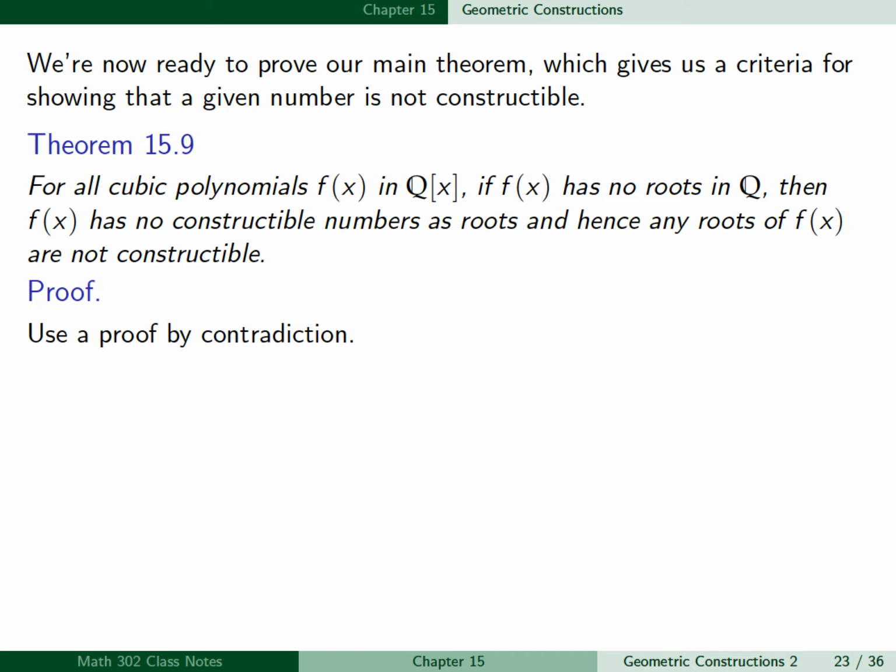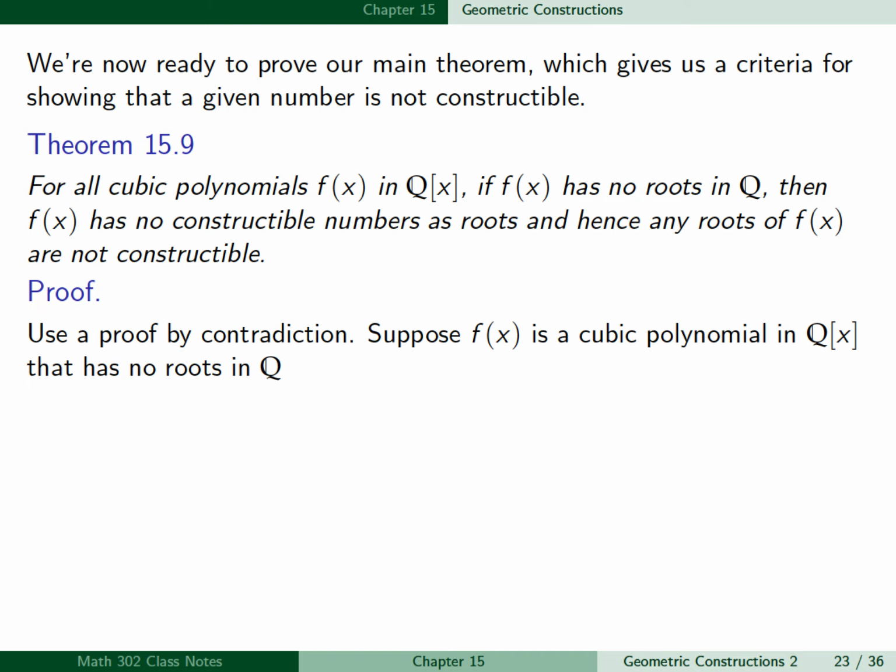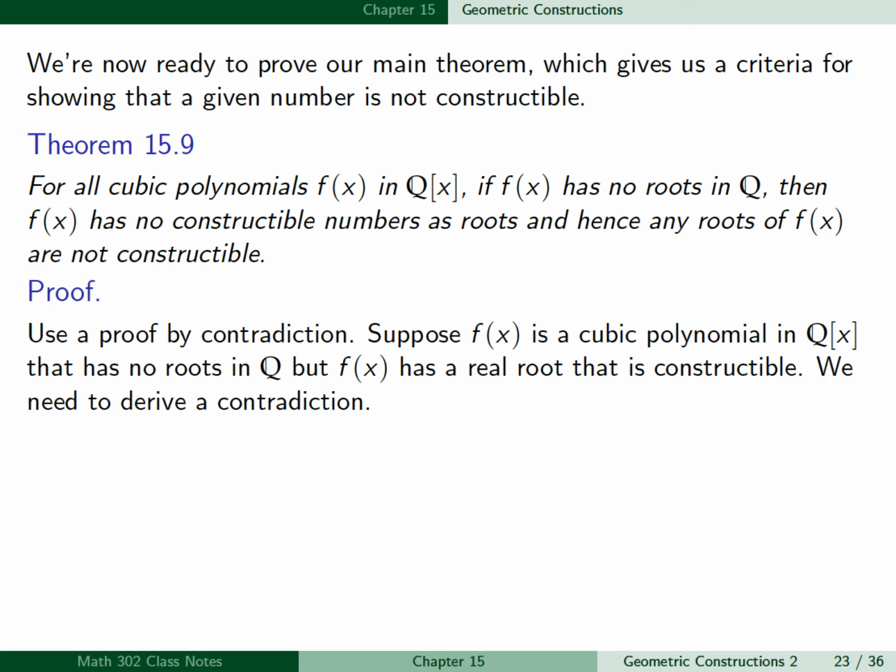So to prove this, we'll use a proof by contradiction. So let's suppose that f of x is a cubic polynomial in Q[x] that has no roots in Q, but f of x has a real root that is constructible. We then need to derive a contradiction.